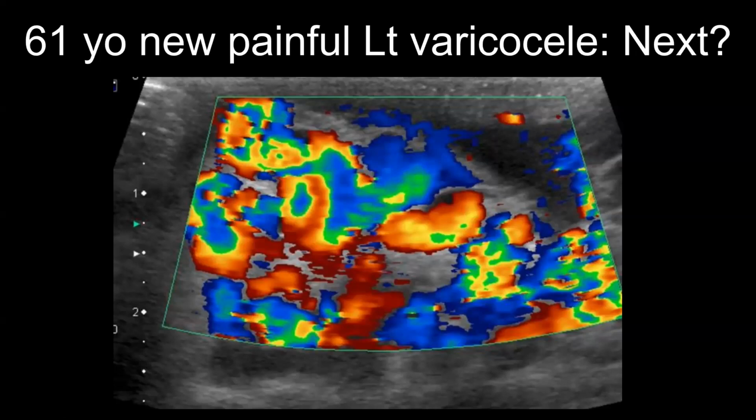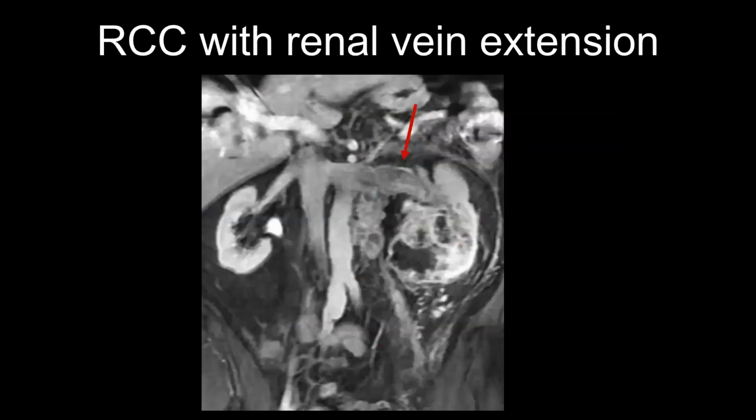First thing you think about is, could this be a secondary varicocele? Does he have a retroperitoneal mass? Does he have a renal cell carcinoma? So we want to image the kidneys. And in fact, this was his presentation for his renal cell carcinoma, this new onset of a painful varicocele. And he had a large renal cell carcinoma that was involving his renal vein.